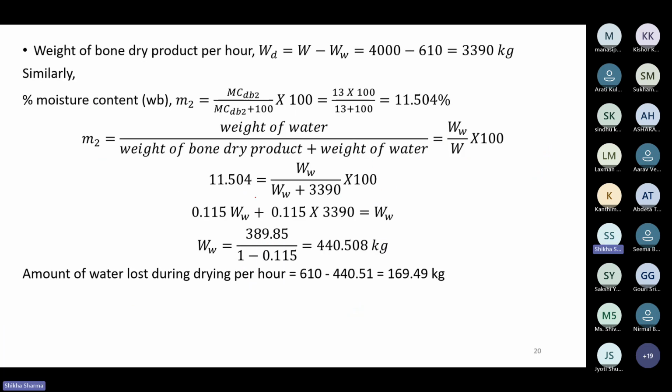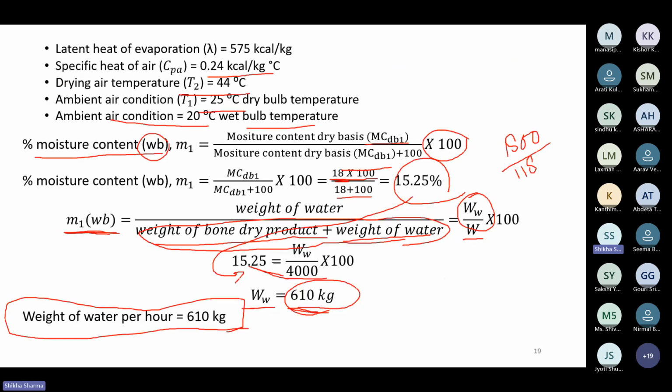Now we know the weight of the water and the total weight of the product. So we can calculate the weight of the bone dry product per hour, which is 4000, the total weight of the product, minus the weight of the water, 610. So it will be 3390 kg of bone dry product. This was the formula we applied first for the initial moisture.